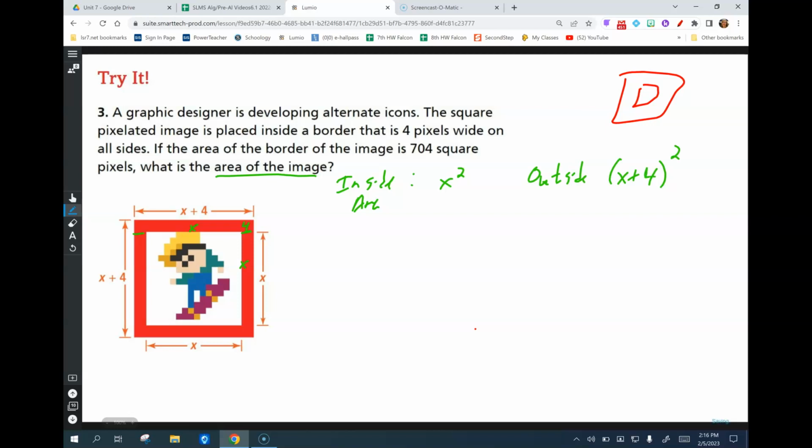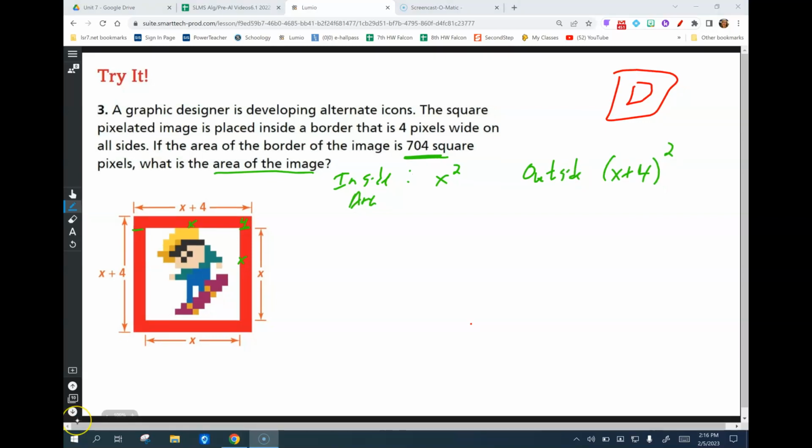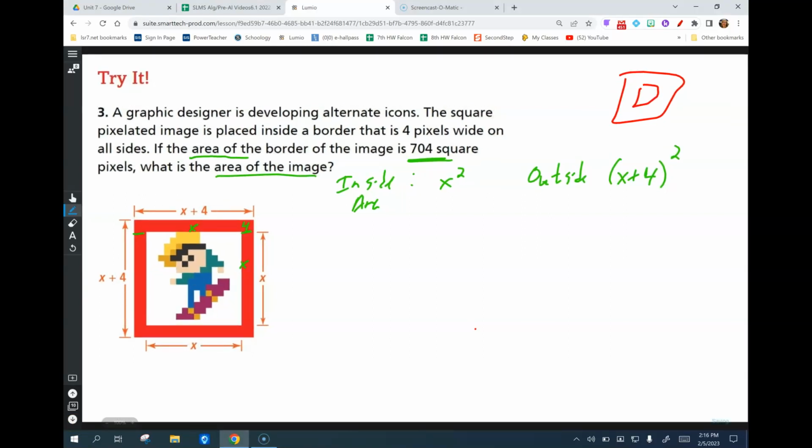Then what it says, if the area of the border is 704, so if everything together is 704, okay, so what we're doing here is that we want to find out then what is just the outside part. I misspoke. I apologize. What this is actually saying is the area of the border is 704. So that means I'm going to have to take the entire thing, the outside minus the inside to get the whole outside, which is 704. So I'm going to have to take the outside minus the inside.